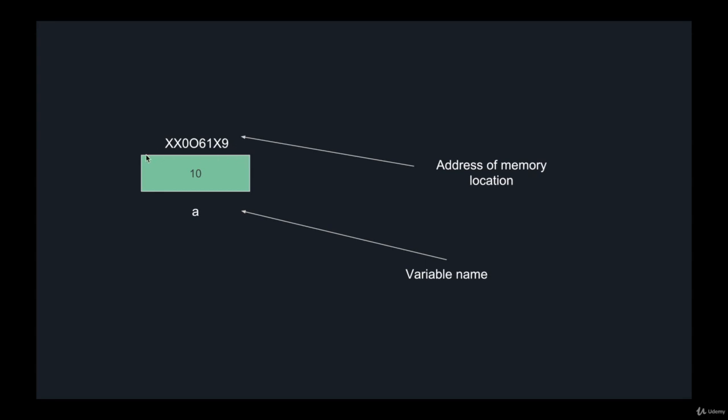One point to be noted is that every memory location has an address associated with it. So in this example, this is the address of the memory location which is allotted to a. If you have to refer to a, you have to use this address to refer to this memory block. So this is how memory allocation works in Java. Whenever you create variables, you allocate memory corresponding to the size of the data type, and every location has an address associated with it.